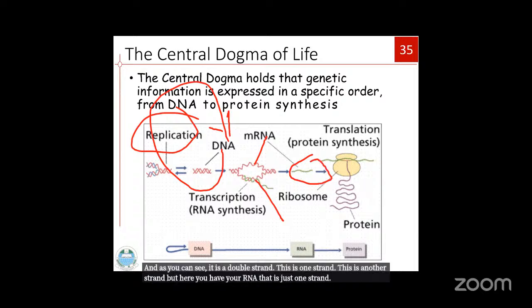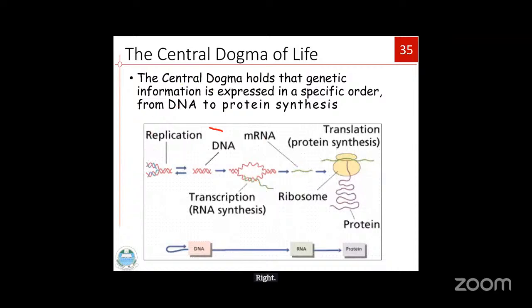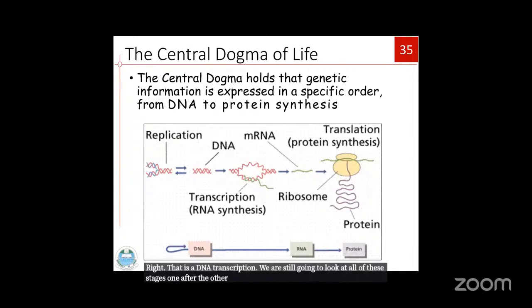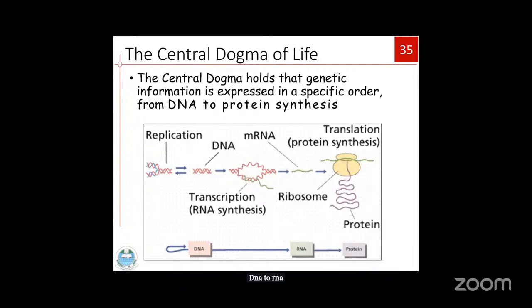So that is DNA transcription. We are still going to look at all of these stages one after the other. Then after RNA is transcribed from DNA, you have protein synthesis, right? Through a process known as translation. So DNA to DNA replication, DNA to RNA transcription, RNA to protein translation. Okay.